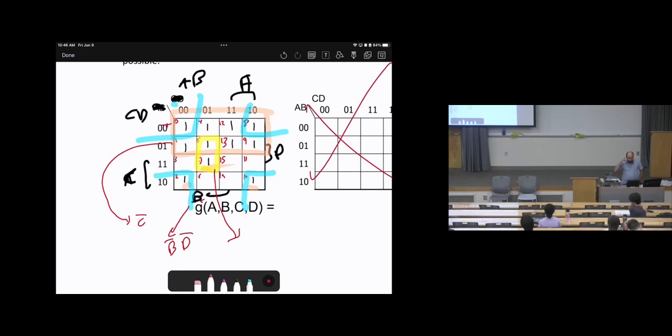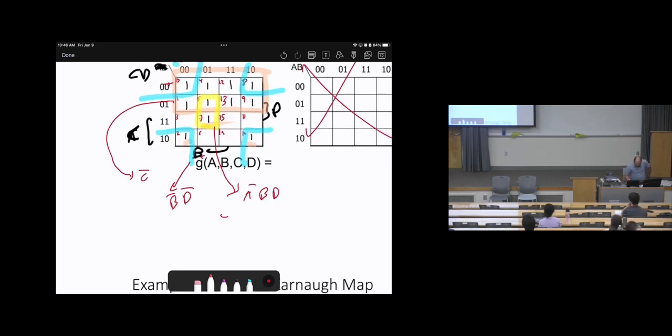So it will include 3 variables. Look at A, it is in the A bar zone. Look at B, it's in the B zone, because B is 1. Look at C, sometimes C bar, so C is missing. Look at D, it will be in the D zone. So it will be A bar, B, D.